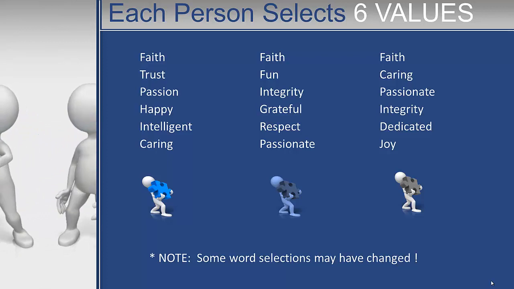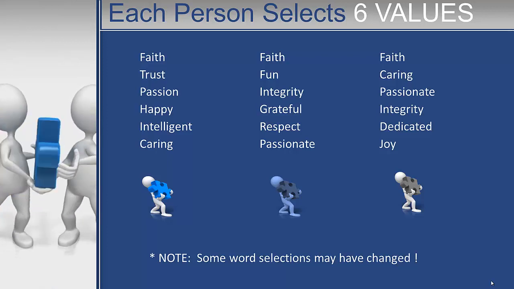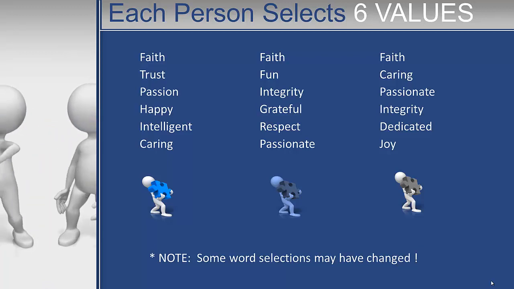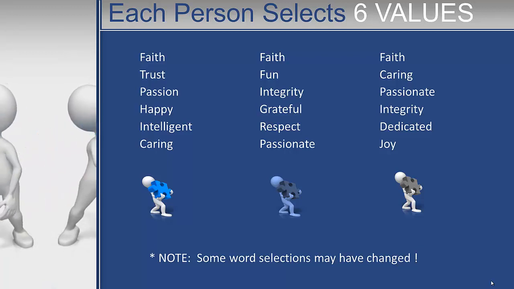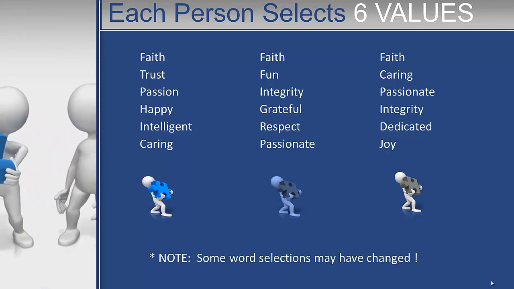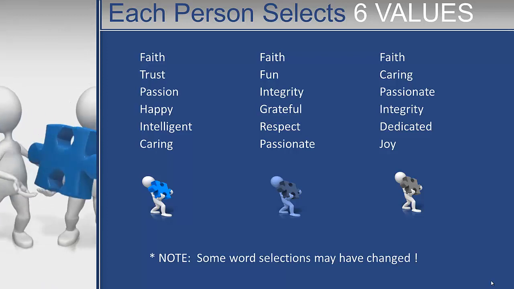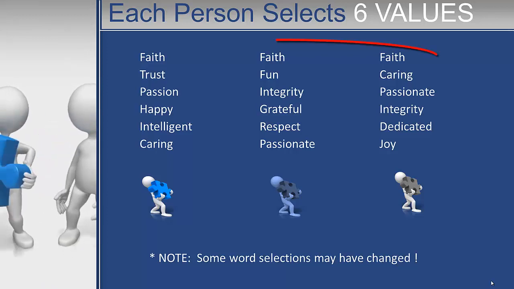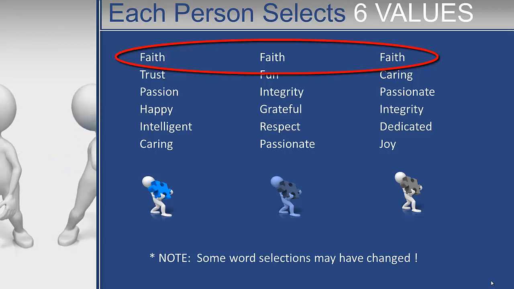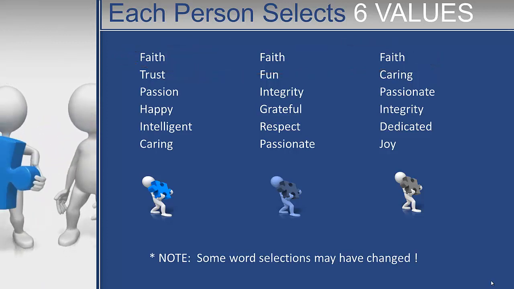Now you'll notice that some of the word selections may have changed. Typically, people will stick with the words they've picked in the past. However, people may pick a different word. They look at the list and say, well, you know what, that word better represents. So the list can change, but you'll notice at the very top that the word faith, which everyone had agreed to, starts off the list because that has been decided to be one of the core values.